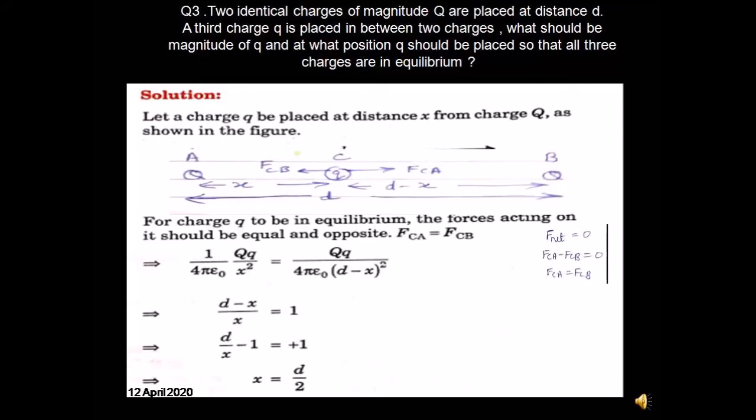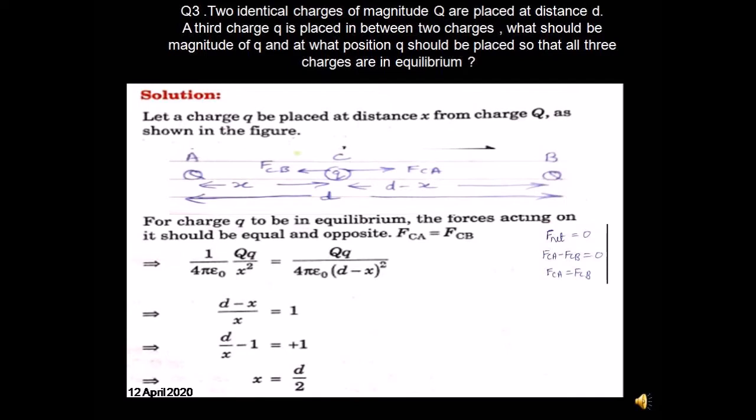Now it is asked in the question that a small q charge is to be placed between them. So we have to find the position where it should be placed, and along with that we have to find one more thing, that is the magnitude of small q. So that means now the number of questions has increased, and to find these unknown parameters we are given more conditions also.